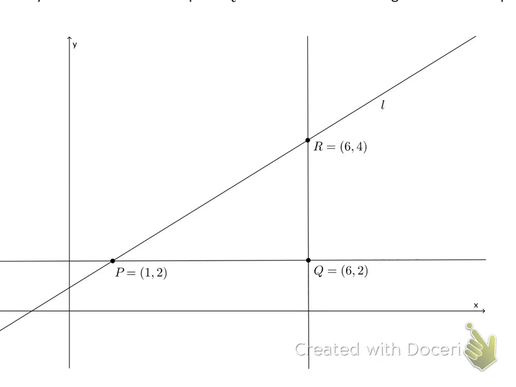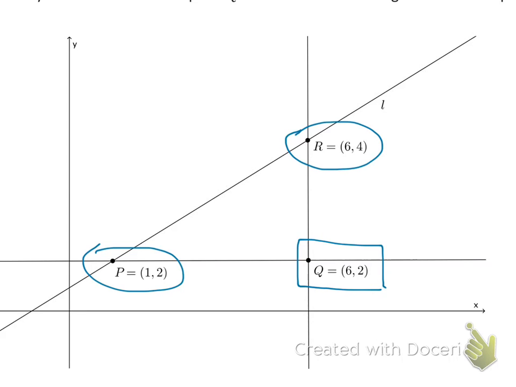So let's look at this example. There's P, Q, and R. P has coordinates 1, 2. R has coordinates 6, 4. And Q has coordinates 6, 2. You'll notice that Q and R have the same x coordinate because they both hit the x-axis at 6. So every point on this vertical line has the coordinate x equals 6.